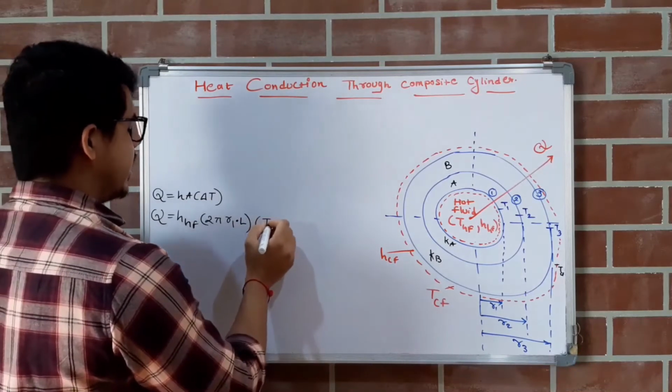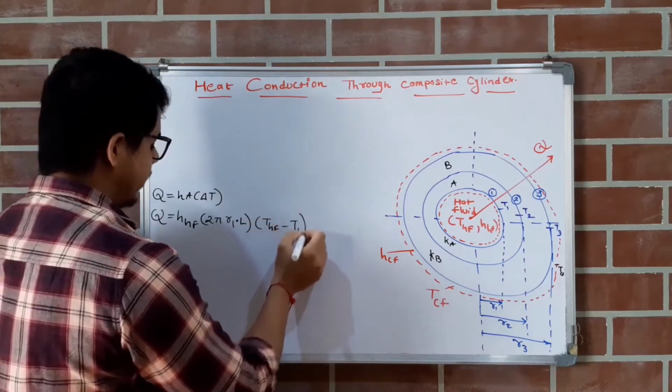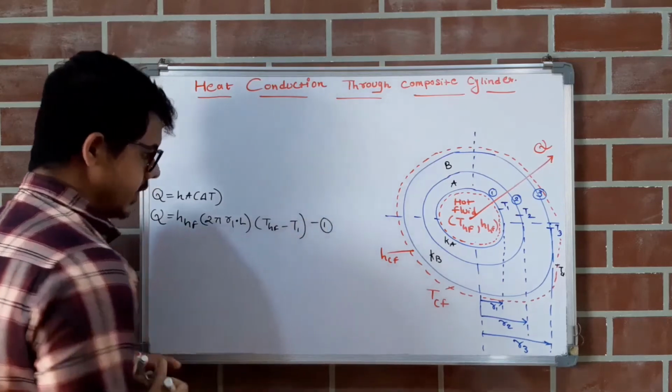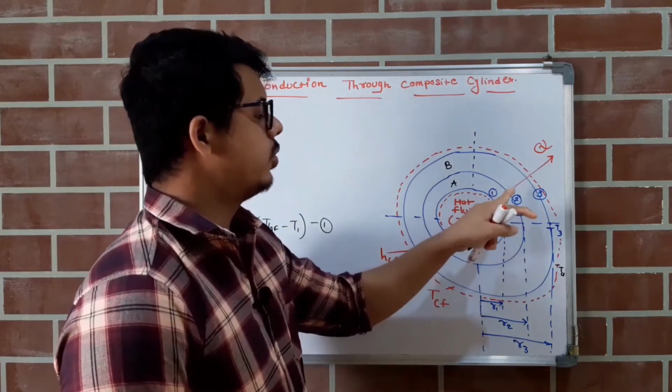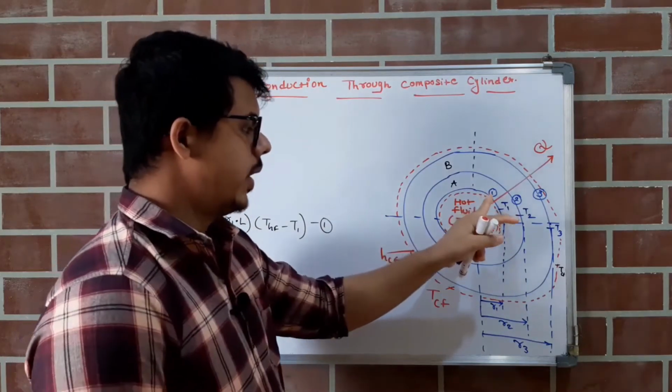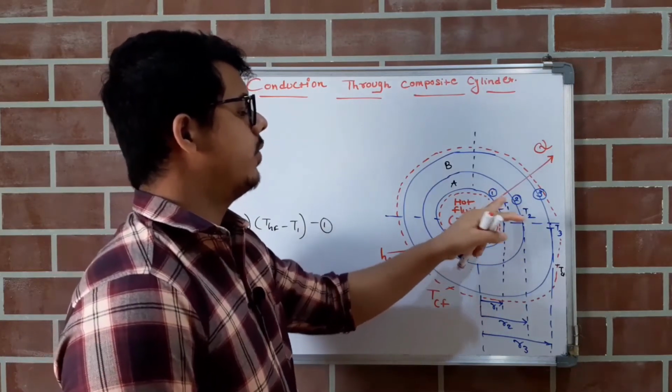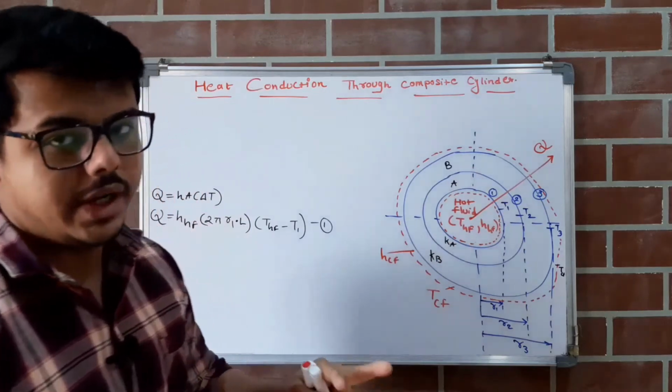So it will be THF minus T1. So this is the equation first. Now we want to see the heat transfer between point 1 to point 2. So we have same mediums, that is solid walls. So again we will have heat conduction.